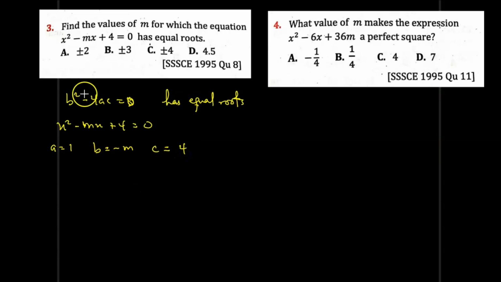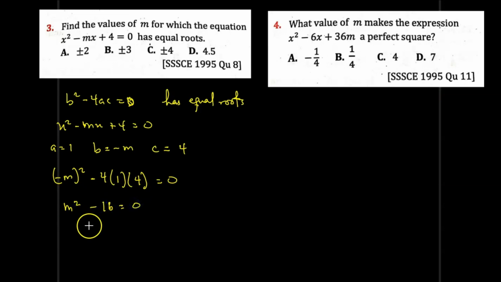So let's substitute this into our discriminant. So we have minus m all squared minus 4 times 1, then times the c value, which is also 4, and this must be equal to 0. Therefore, we are going to have m squared here, then we have minus 16 equal to 0. m squared will be equal to positive 16. Therefore, m will be equal to plus or minus square root of 16, and m will be equal to plus or minus 4.